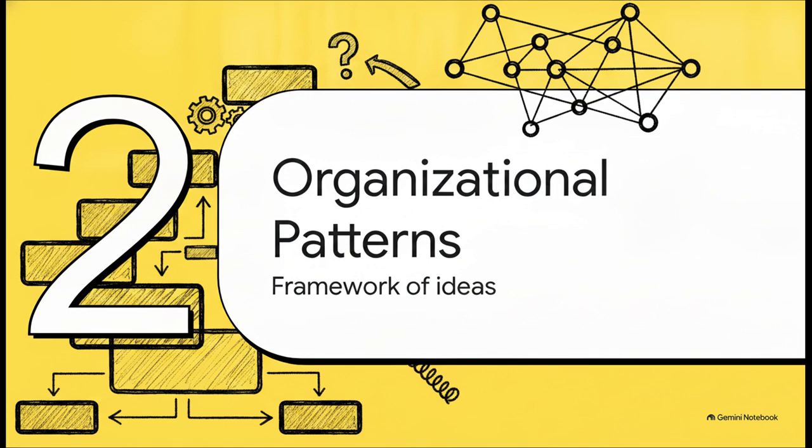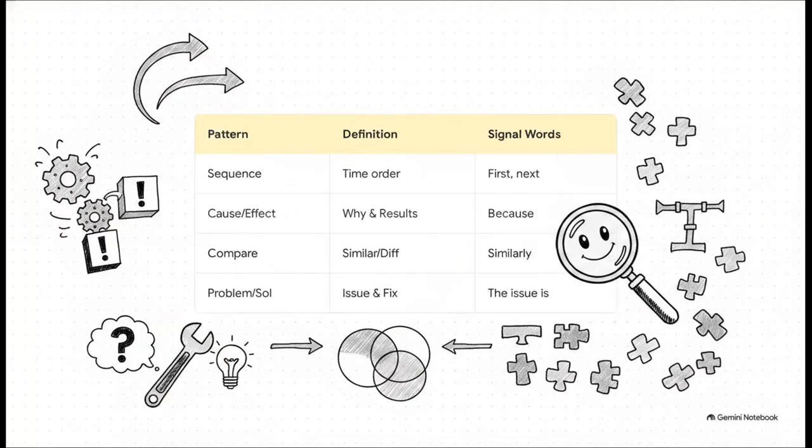Section 2, Discovering Organizational Patterns. Now that we've got our building blocks, let's take a look at the framework that holds them all together. So, how do authors decide what goes where? They use 4 primary patterns, relying on specific signal words that act like structural joints to keep everything logical. In a how-to essay, sequence is super common. It moves chronologically using words like first and next. But authors also use cause and effect with words like because to explain why a step matters. They use compare and contrast to show similarities or differences, and problem and solution to tell you exactly what to do if an issue pops up. Keep an eye out for those signal words.